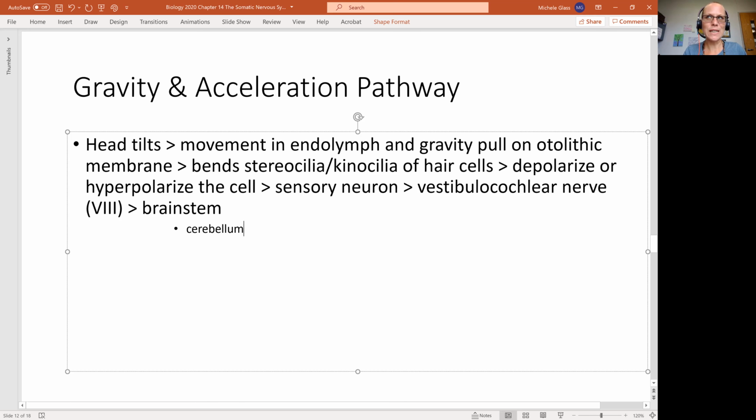Remember, your cerebellum is like that part of your brain that smooths out your movements, that controls like your muscle memory type of movements. And so clearly you would need to have this information about the position of your head, about gravity and acceleration as you're smoothing out those movements. And then we're going to get the conscious regulation. So from the brainstem, it goes to the thalamus. And then of course that will take the information to the cerebrum.